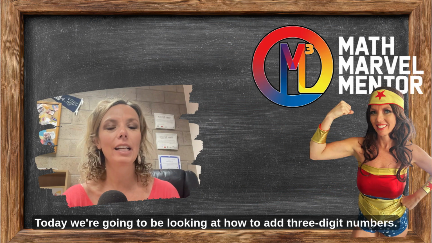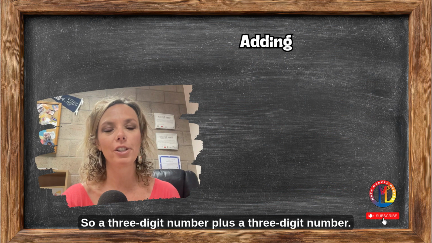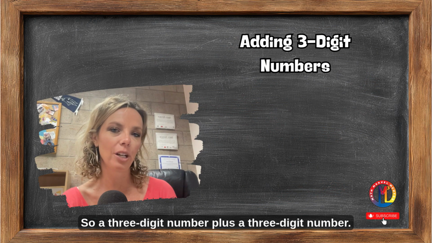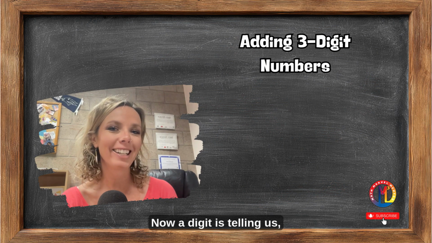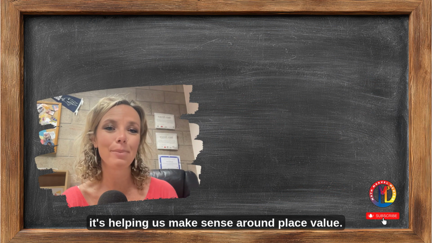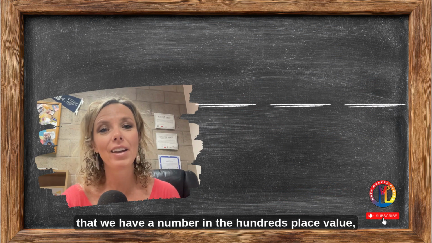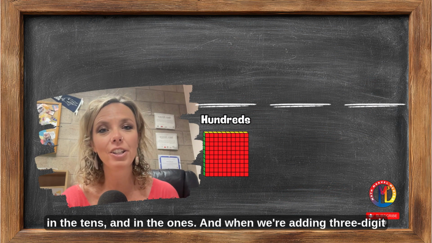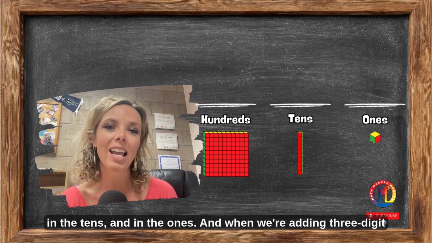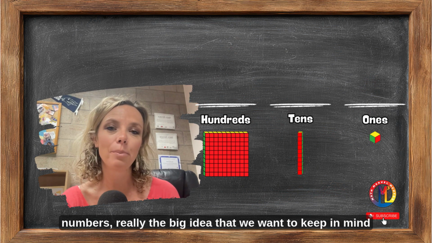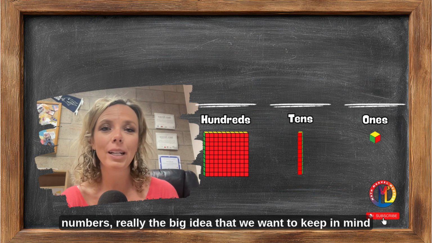Today we're going to be looking at how to add three-digit numbers. So a three-digit number plus a three-digit number. Now a digit is helping us make sense around place value. And so 3 digits means that we have a number in the hundreds place value, in the tens, and in the ones.